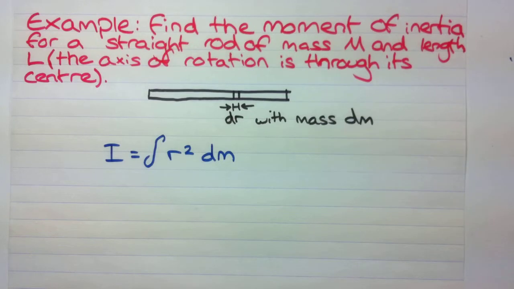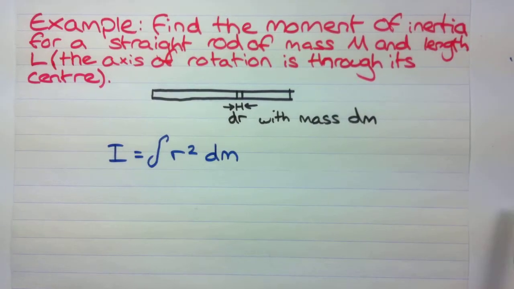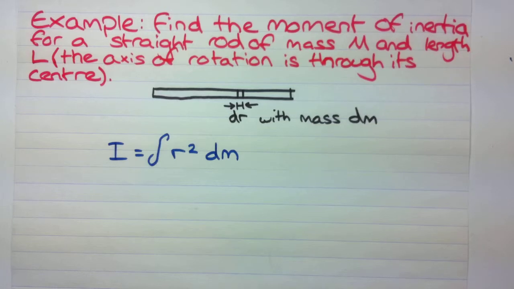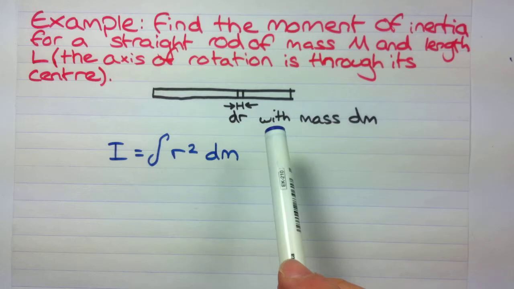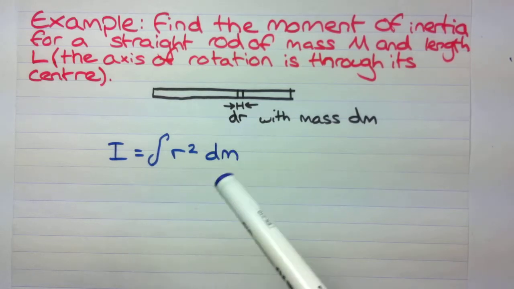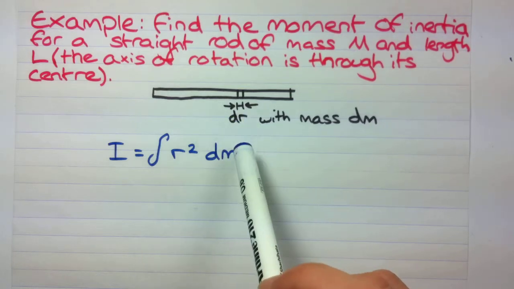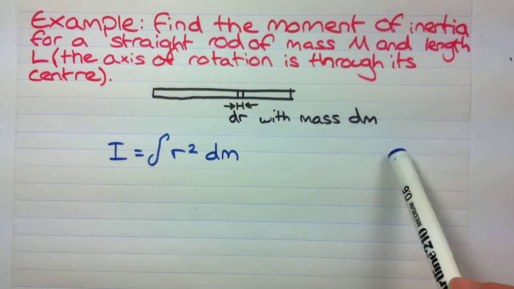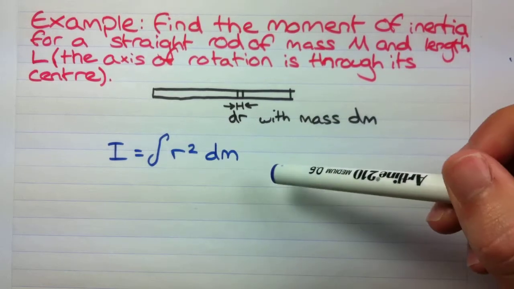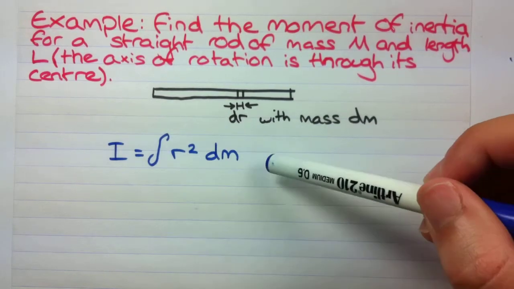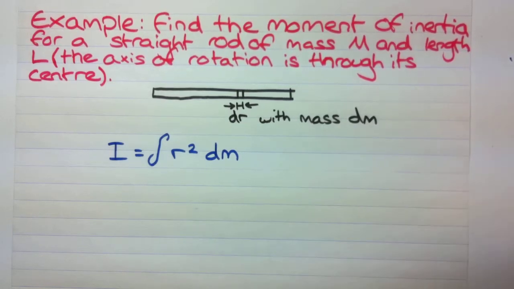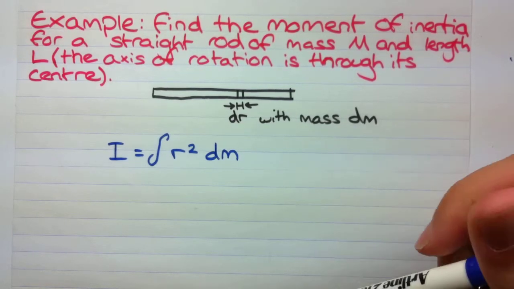We're now going to look at a slightly more complicated example. It says find the moment of inertia for a straight rod of mass m and length l, where the axis of rotation is through its center. So I've drawn it here. What we're going to look at is an infinitesimally small point dr, how far it is from the center, and it has mass dm. I've written down the formula for the moment of inertia of an object made up of an infinite number of point masses.